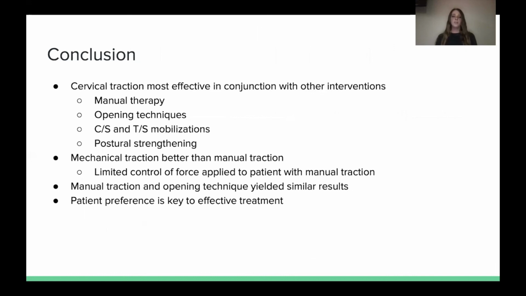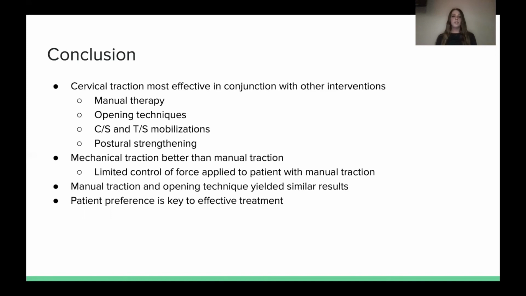Second, mechanical traction was better than manual traction. As we've played around with some manual traction in class, you can tell that you just don't get that same control of force production when you're doing manual traction versus when you have a patient on a mechanical traction machine. Third, manual traction and opening techniques really yielded pretty similar results.